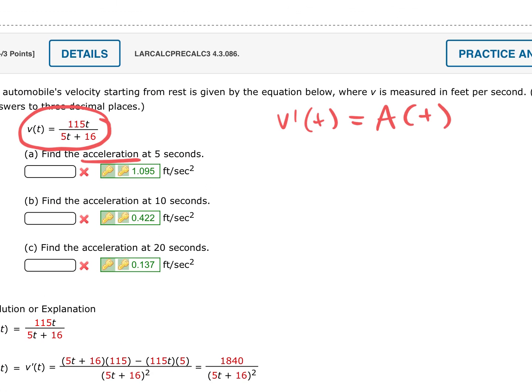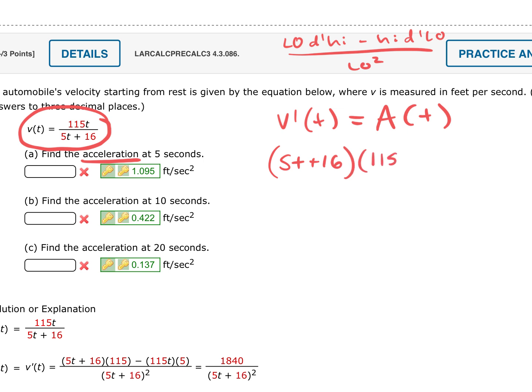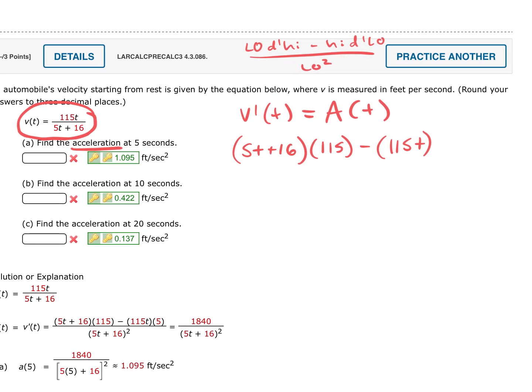We're dividing here, so we have to use our quotient property. So low d high minus high d low over low squared. So 5t plus 16 times the derivative of the numerator, so 115, minus 115t times the derivative of our denominator, which would be 5, over low squared. So 5t plus 16 squared.